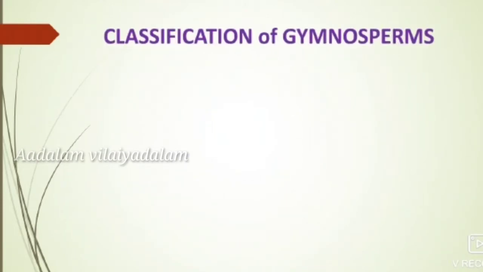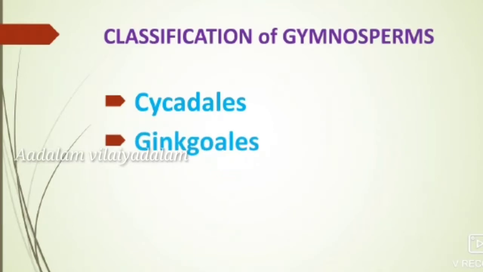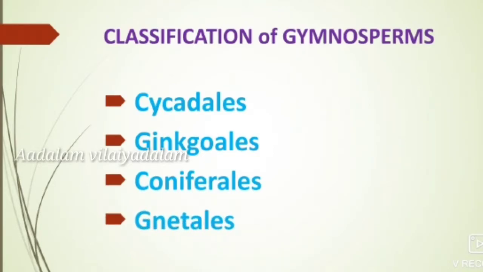Next, the classification of gymnosperms. The gymnosperms are categorized into 4 types. The first one is Cycadales, the second one is Ginkgoales, the third one is Coniferales, and the fourth one is Gnetales. First we will learn in detail about Cycadales.